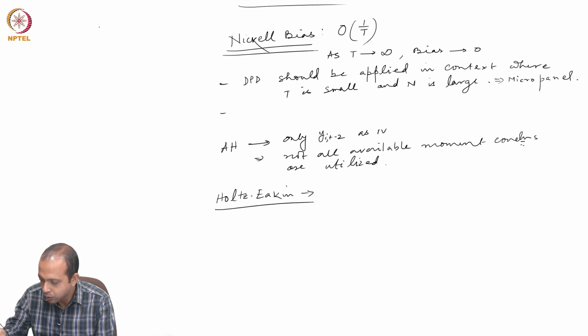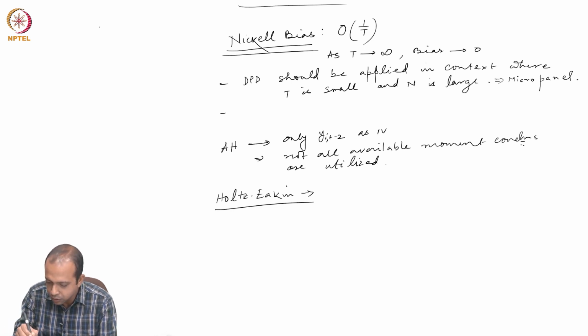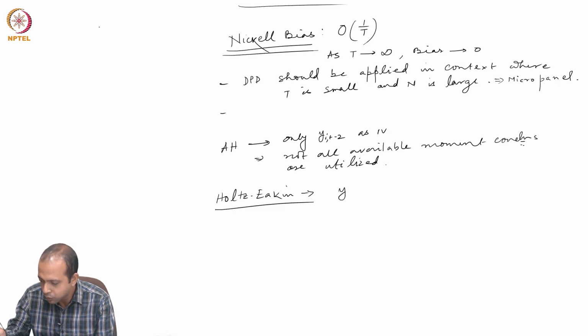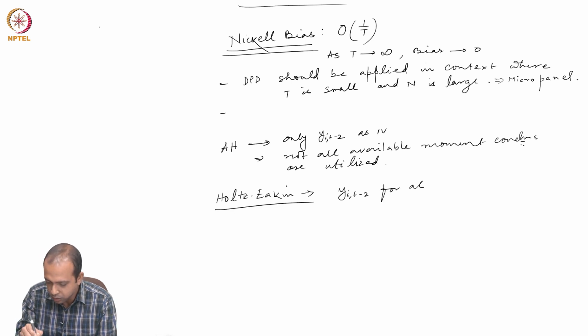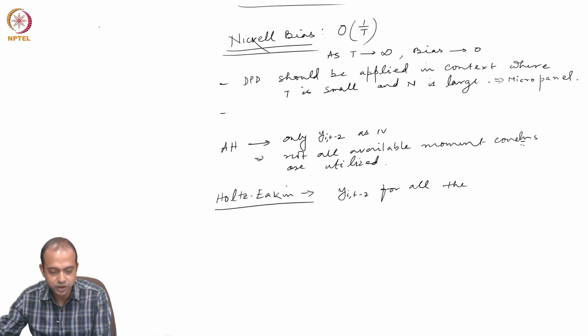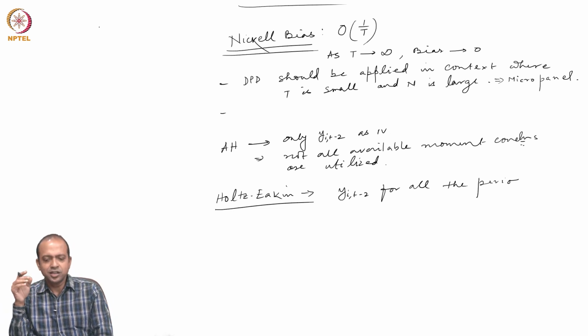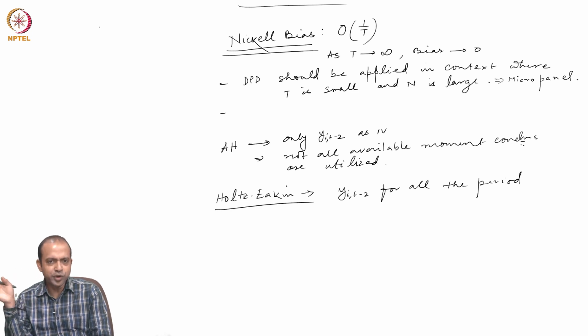Then Holtz-Eakin et al. came up and said that we can actually use one single instrument, Y_{i,t-2}, for all the periods, and replace the missing observations by 0. That was Holtz-Eakin et al.'s suggestion. But then again, the original idea is to use more moment conditions. Whatever lags are available, we need to use all of them to increase efficiency of rho hat.